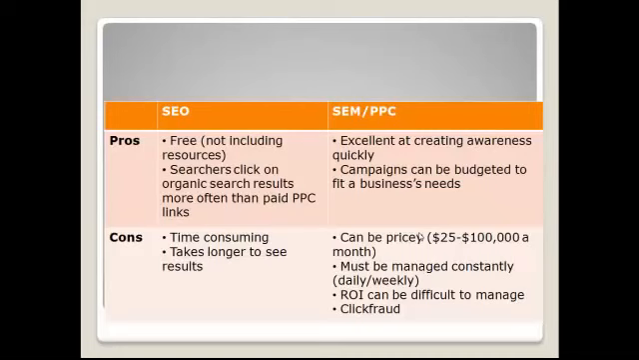And so it is a little bit more time-consuming. Now, if you're doing pay-per-click, some of the cons is it can be pricey. Again, you're going up against these huge companies with giant budgets. $25 to $100,000 a month is a pretty consistent budget. It must be managed constantly, and the return on investment can be difficult to manage. There's also a lot of click fraud. A lot of times competitors will just go in and click on the ads, driving up your particular ad cost, and that's not very beneficial.